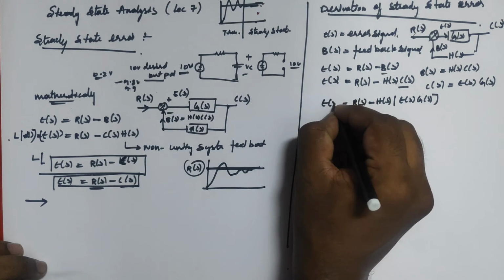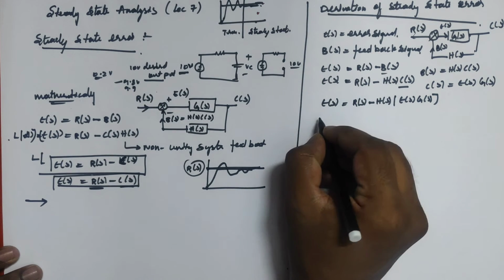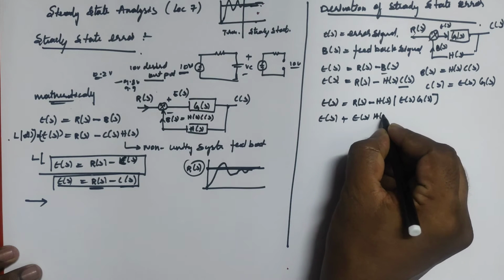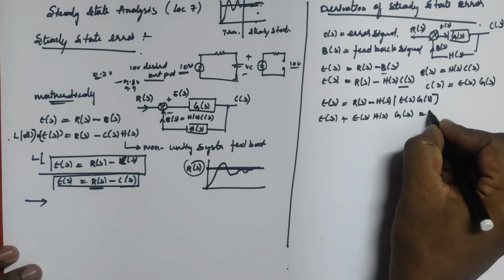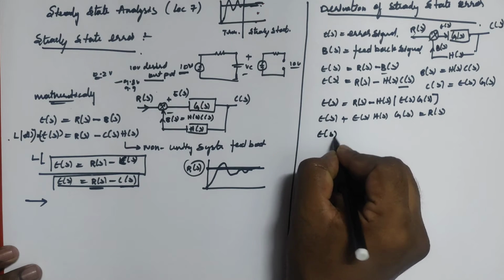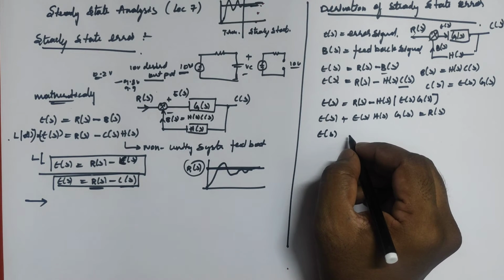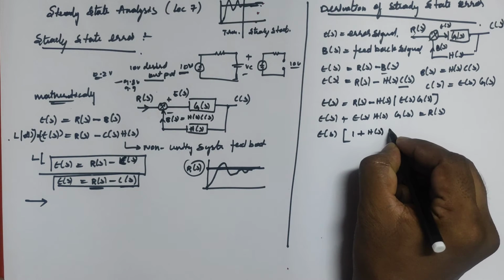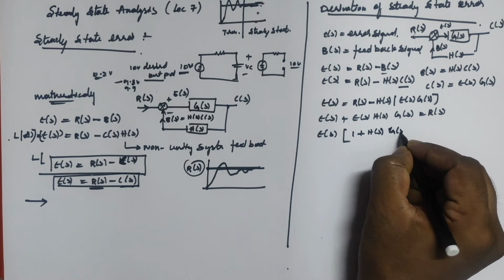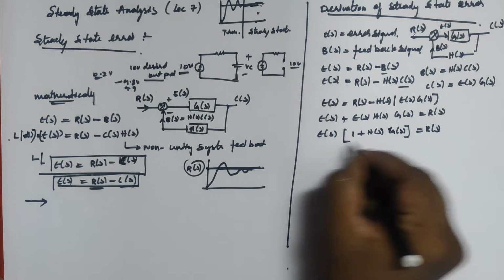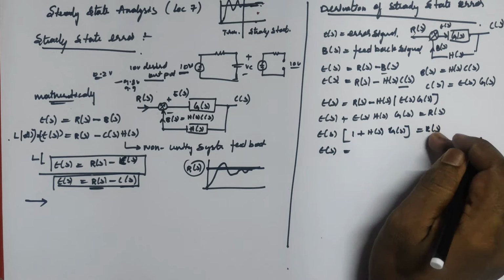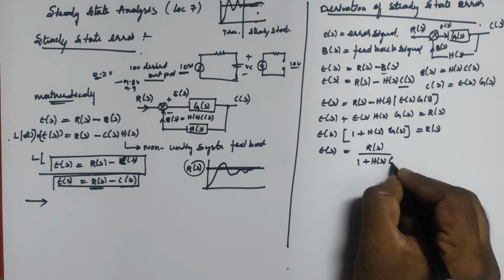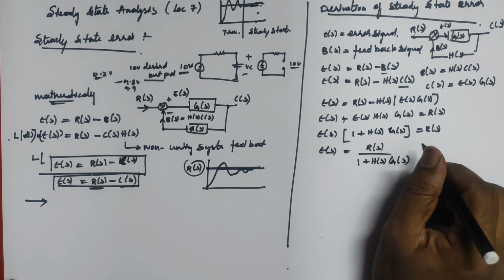Okay, so take this E(s) to the other side, so E(s) plus E(s) H(s) G(s) equal to R(s). We need the error signal E(s), so taking E(s) common, we have 1 plus H(s) G(s) equal to R(s). So the error signal E(s) is the reference input R(s) by 1 plus H(s) and G(s).